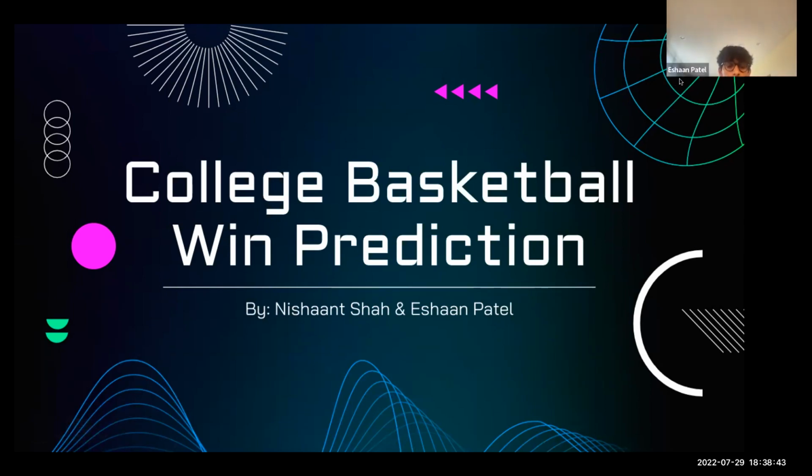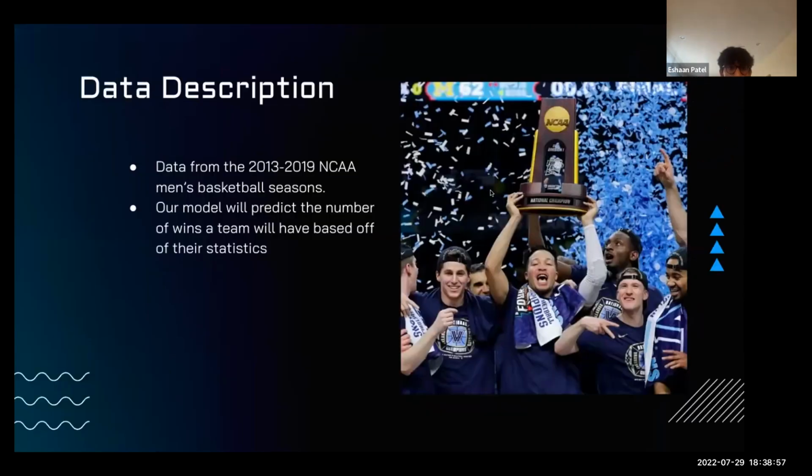So our project was a college basketball win prediction model. This project was done by Nishant Shah, who's my partner, and me, Ishan Patel. For data description, we used data from the 2013 all the way through the 2019 NCAA men's basketball seasons. Our model will predict the number of wins a team will have based off of a certain number of their statistics.